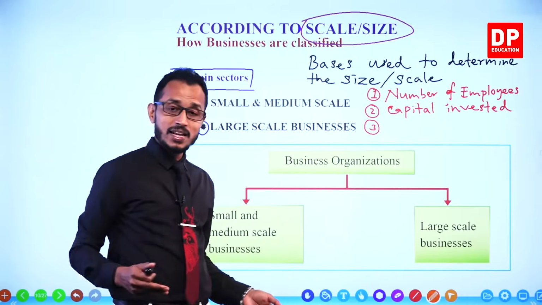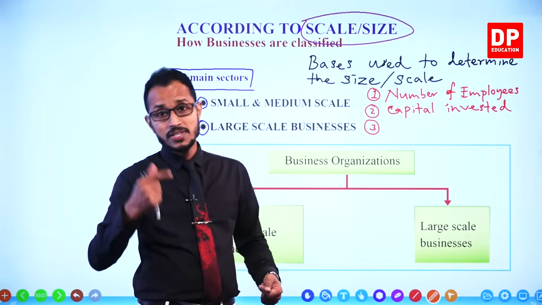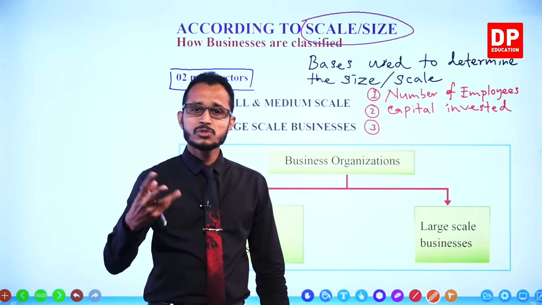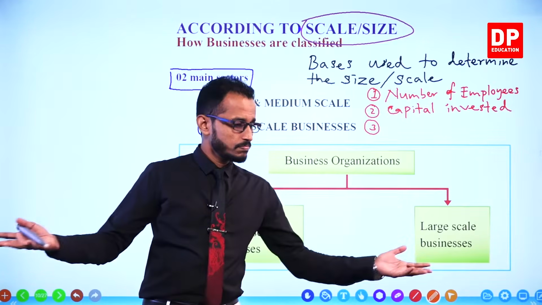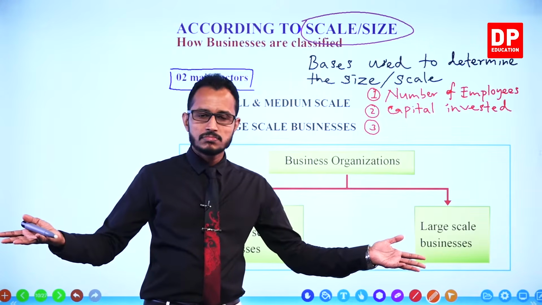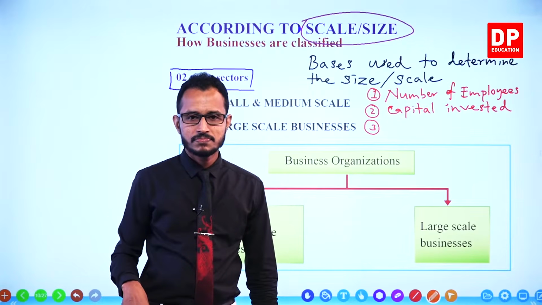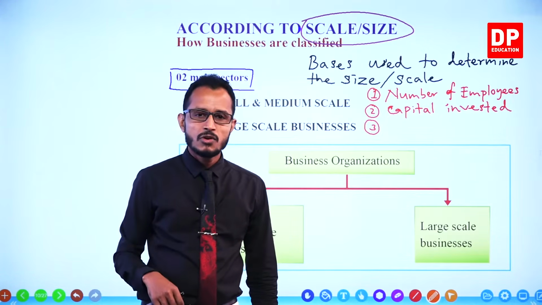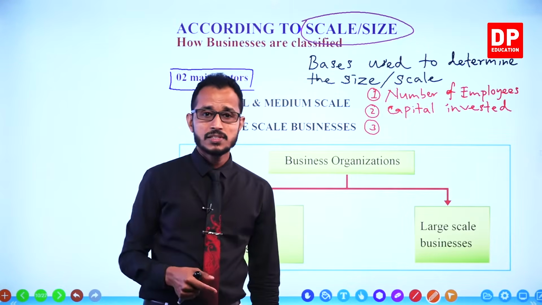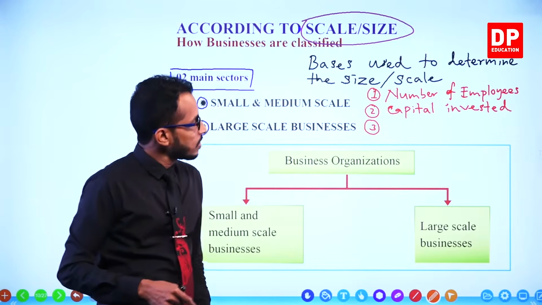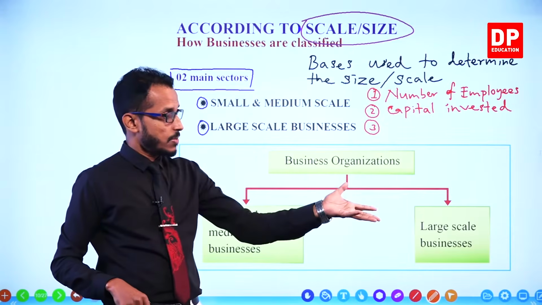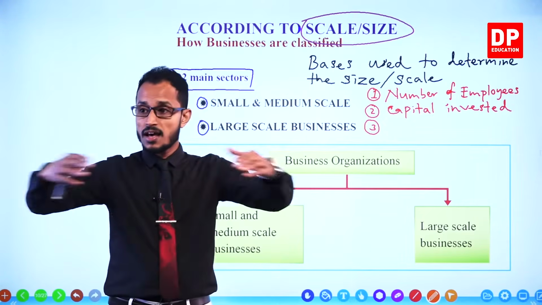Likewise, children, the capital invested to start such a business is very small. Maybe a few thousands. Maybe 2,000, 3,000, he can buy enough king coconuts to sell for one day. That is the capital he invests. So capital invested can be considered to determine whether it's a small business or a large business.